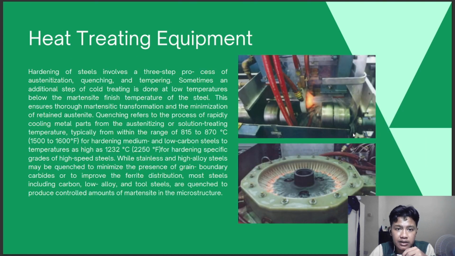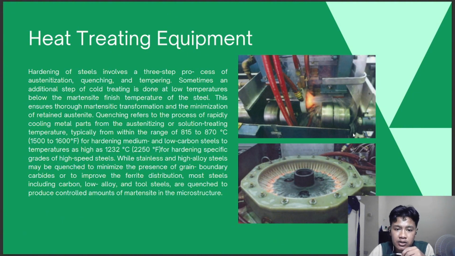Next is heat treating equipment. Hardening of steel involves a 3-step process of austenitization, quenching, and tempering. Sometimes, an additional step of cold treating is done at low temperature below the martensite finish temperature of the steel. This ensures the true martensite transformation and the minimization of retained austenite.